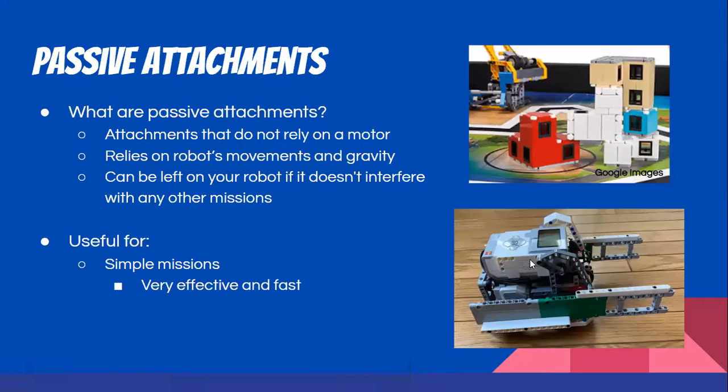We will now discuss passive attachments. Passive attachments are attachments that do not rely on a motor. They rely on the robot's movements and gravity, and can be left on the robot as long as they don't interfere with other missions. They are useful for simple missions and missions that do not require motor power. For example, you can see this robot on the side. It has these white and gray piece railings that are the attachments on this robot. These white and gray attachments help push these blocks into the circle without them moving around as we push.